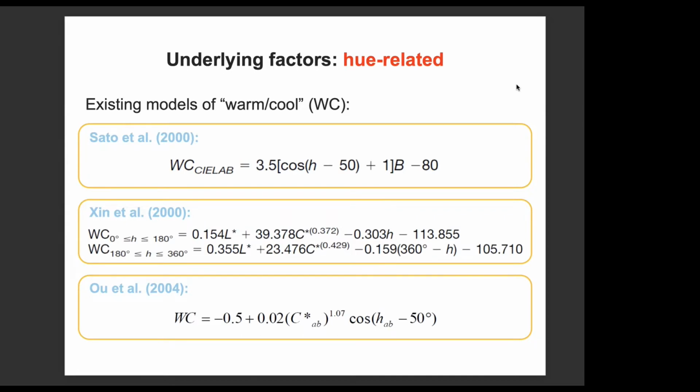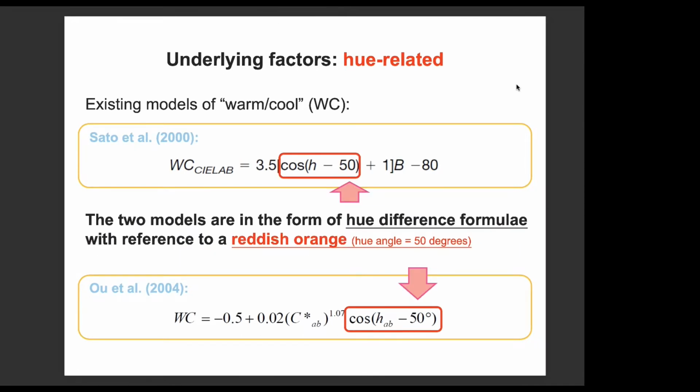So here it's very important to note that hue angle is a main factor for warm and cool. And also we can see the two models are in the form of hue difference formulae with reference to a reddish orange.